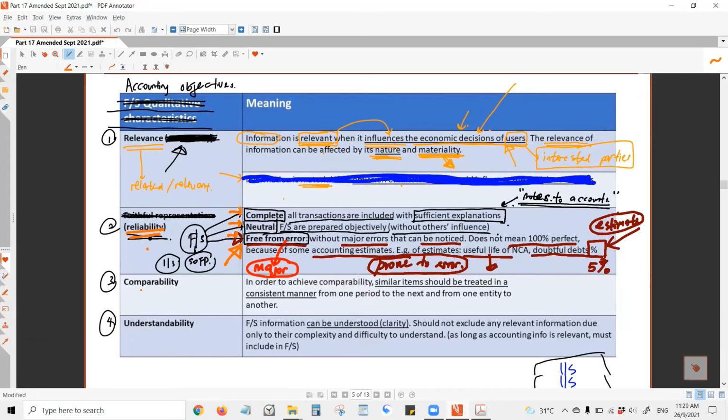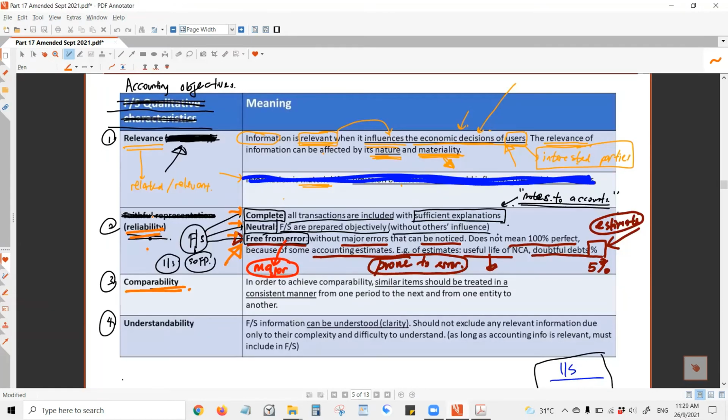Comparability. You must ensure that, hold on, not responding here. Okay, let me continue.